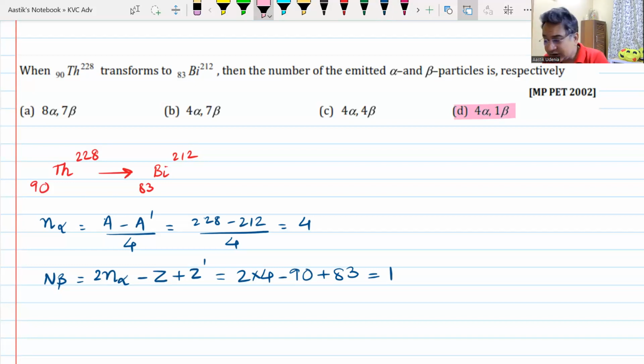4 alpha particles will reduce the atomic number by 8, then you have to increase it by 1. So 90 minus 8 is 82, plus 1. You can do it in that way also. I don't know from where you got 7. I hope you have understood this.